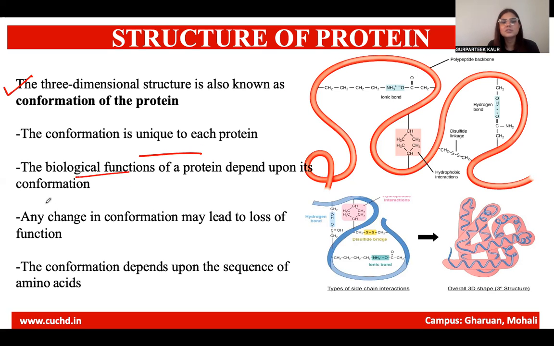Now, the biological functions are dependent on the conformation, as we just discussed. Any change in the conformation will lead to the loss of function. So the protein has to be in its active conformation, and if there is any change in that, the function of that particular protein will be lost. And the conformation depends on the sequence of the amino acids, because you know that the proteins are made up of amino acids, and when these amino acid chains coil up, the kind of bonding they are going to form at different places of the chain is going to be dependent on the sequence also.